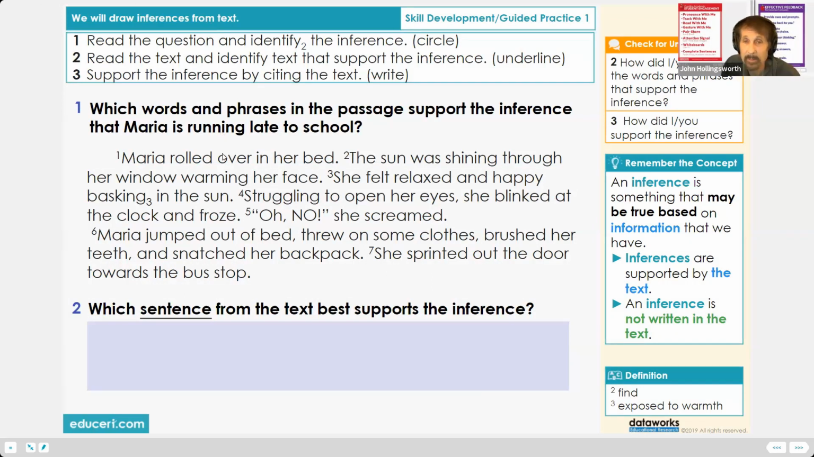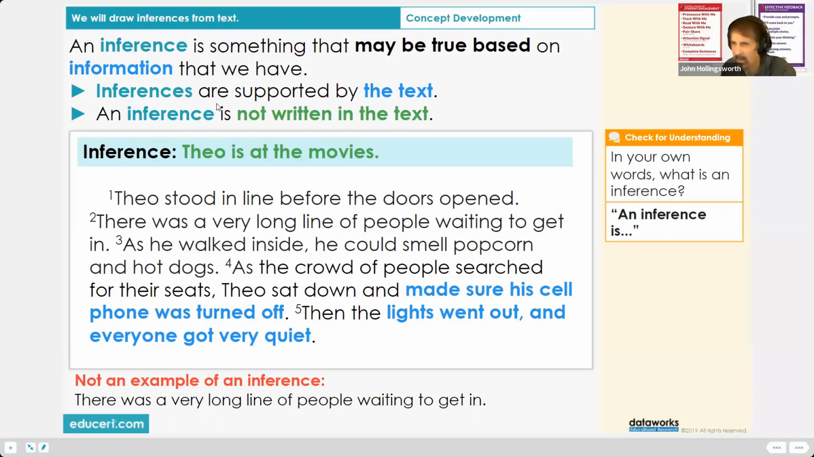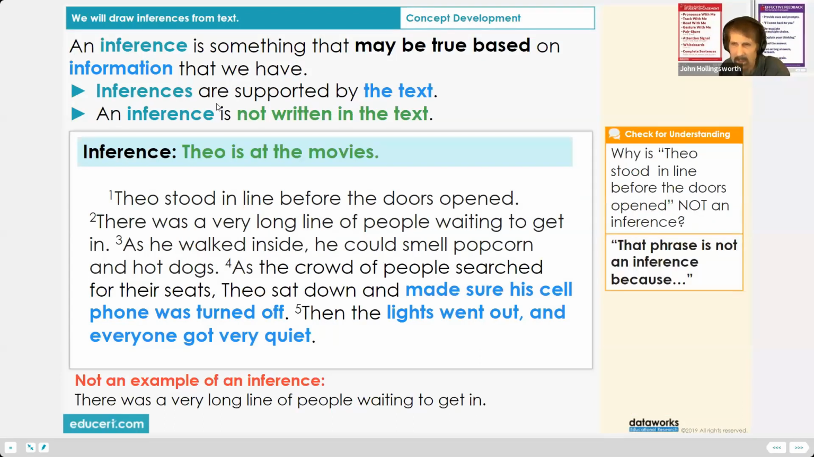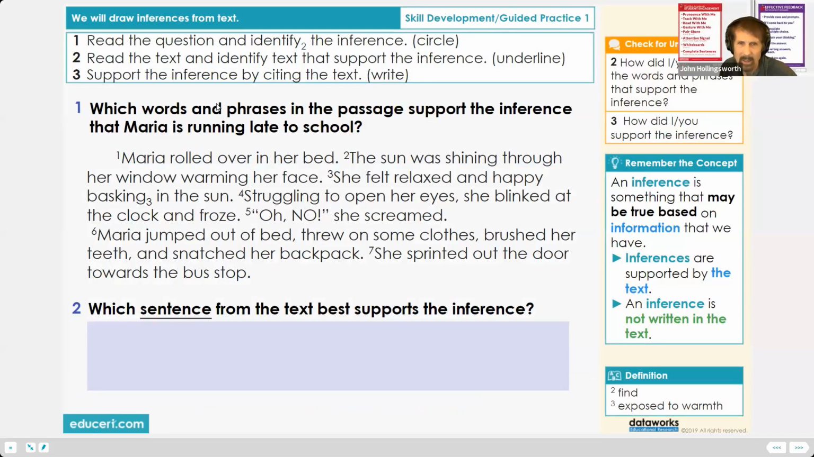Okay. All right, now I'm going to skip up and we've got 5 minutes. Let's see if I can do it here. Okay, let's pretend we've already done the concept development. Here's an example of an inference. Here's a checking for understanding. All right, an inference is what we think is happening based on the information we have. Inferences are supported by quotations from the text. The inference itself is not written in the text. It's that idea of what we think is happening.